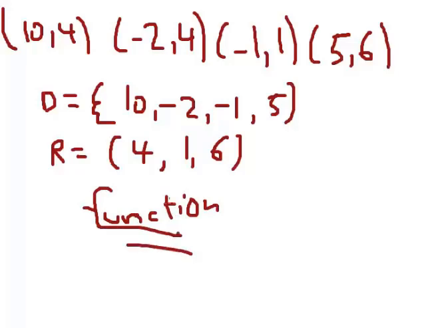Because you do not have two different domains that'll give you the same range. If, for example, this would have been 10, let's say we cross this out and we make this a 10, well, then it's not a function, because now you've got two 10s that lead to different results. You've got two x's that lead to different y's.